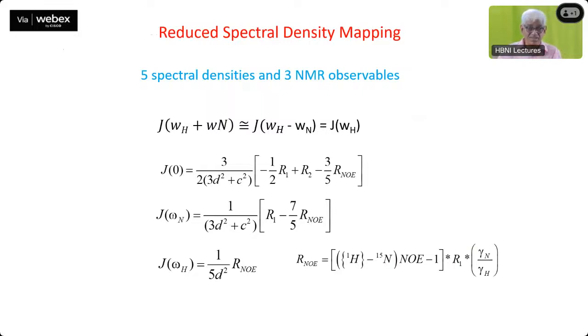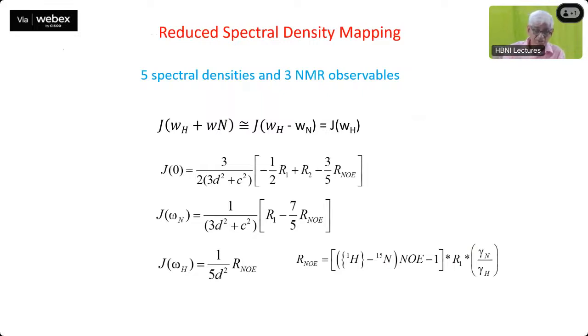Since you are talking about proton and nitrogen, you can make certain approximations. You cannot do it everywhere. You say omega H plus omega N and omega H minus omega N are not very different, and they are equal to omega H only, because there is a 10 times difference between the two. Therefore, you approximate these two as equal to omega H, which means you reduce 2 into 1. So you bring it down to 3 variables.